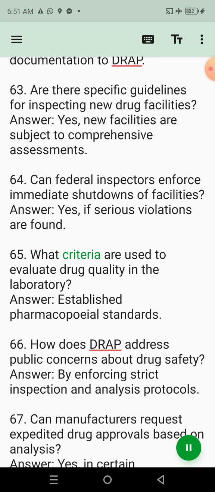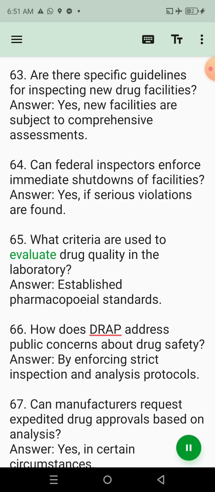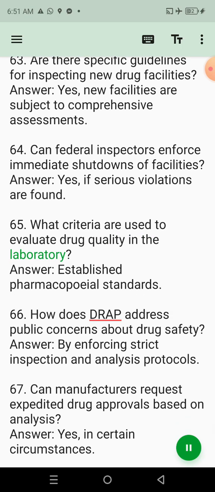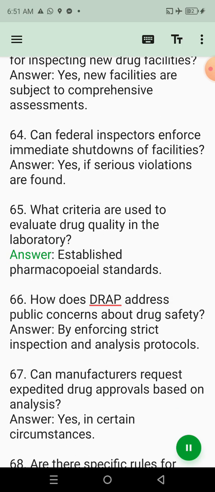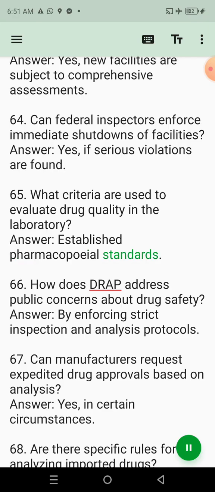65. What criteria are used to evaluate drug quality in the laboratory? Answer: established pharmacopoeial standards.